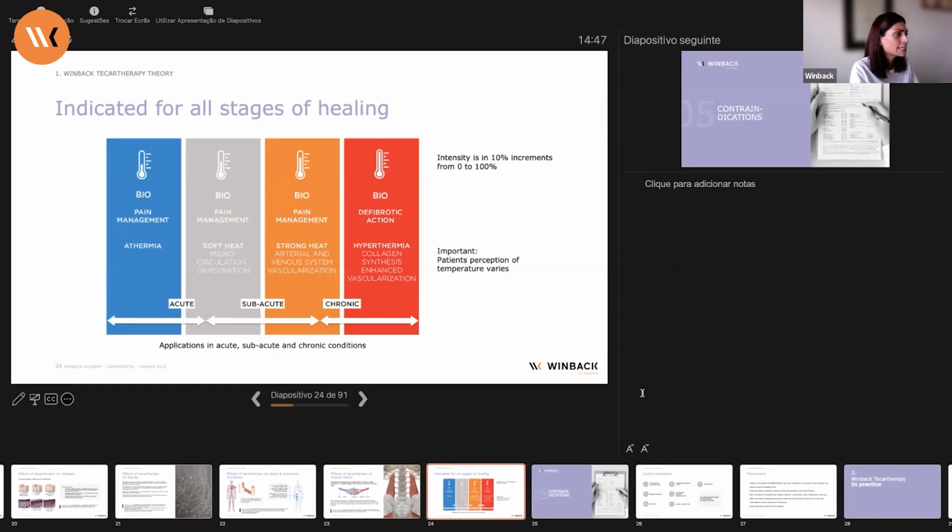So Winback is indicated for all the stages of healing. You just have to adjust what you're working on. If you were working on blue, athermia, you can work in acute stages. You can work on pain management. You just work with the little biological effect. You just increase it a little bit, and you work on athermia. You're not increasing the inflammatory response.